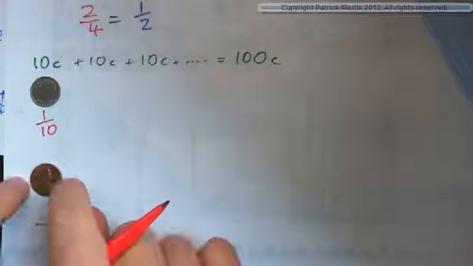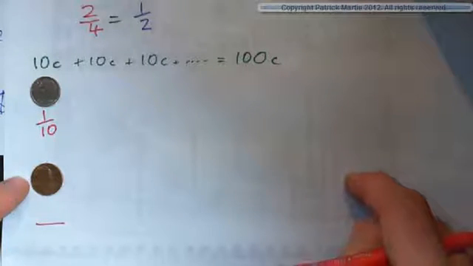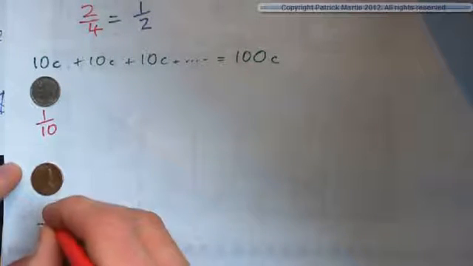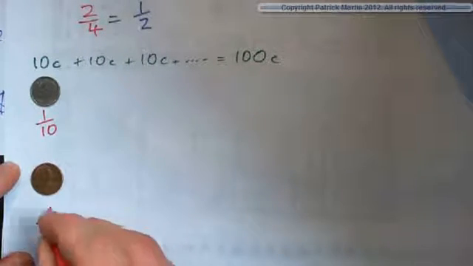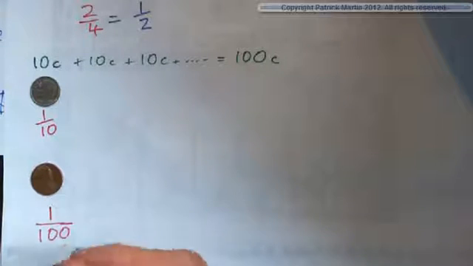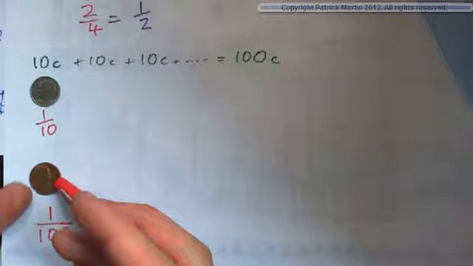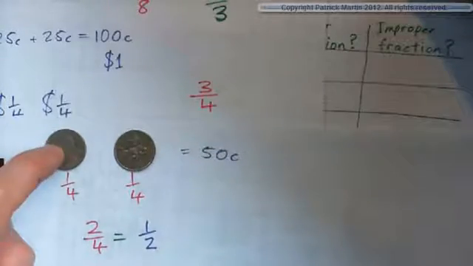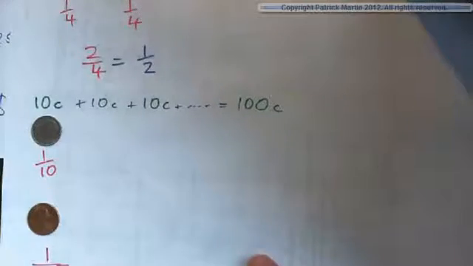Or how many of these do you need to add up to get 100 cents? You need 100 of them, right? So this is 1 part out of 100 to make a dollar. So we could call the cent the 100th. Why don't we do that? We should. This is the quarter, that's the 10th, and that's the 100th.